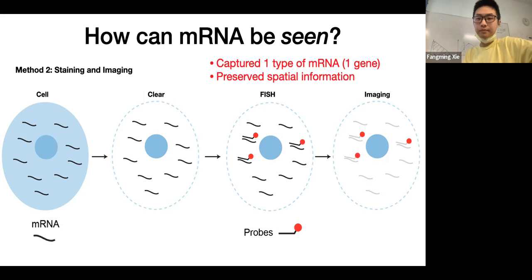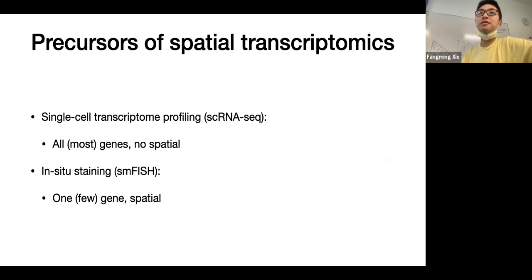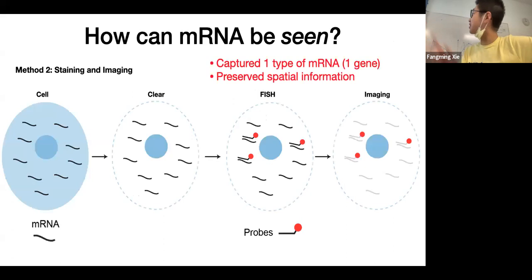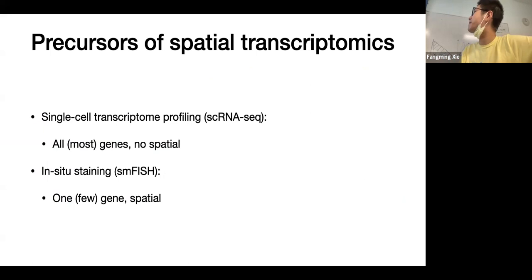Okay, so that's two methods. Actually, those two methods are the precursors of what we call spatial transcriptomics technology. So two main branches. Just to summarize, one is officially now called single cell transcriptome profiling or single cell RNA-seq. SC means single cell RNA sequencing, which can measure almost all the genes unbiasedly with no spatial information at all. And another way is in situ staining. We often call it single molecule FISH, smFISH. FISH just means fluorescent in situ hybridization. Anyway, it's FISH, meaning we use some probes to fish, but it's single molecule, sm, which measures one or a few genes at a time, while preserving all of the spatial information.